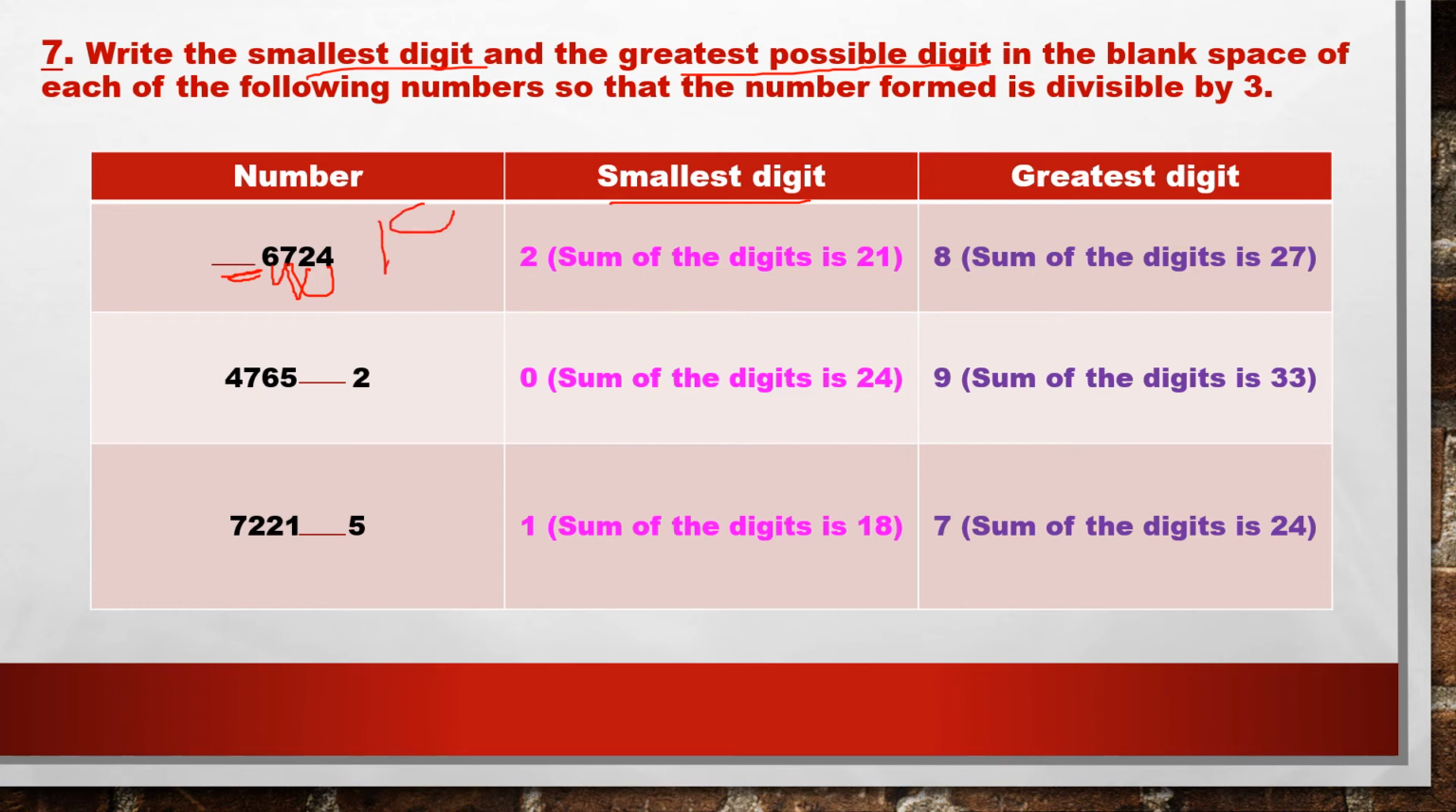Okay. But 19 is not divisible by 3. So after 19, 20, 21 means 2. 2 should be placed here so that the summation will be 21 and it is divisible by 3. Okay. So I am filling the smallest digit as 2. Okay. After 21 he asked the greatest one also. Greatest one means 9, 8, 7. After 5 whatever are there, they are the greatest digits.